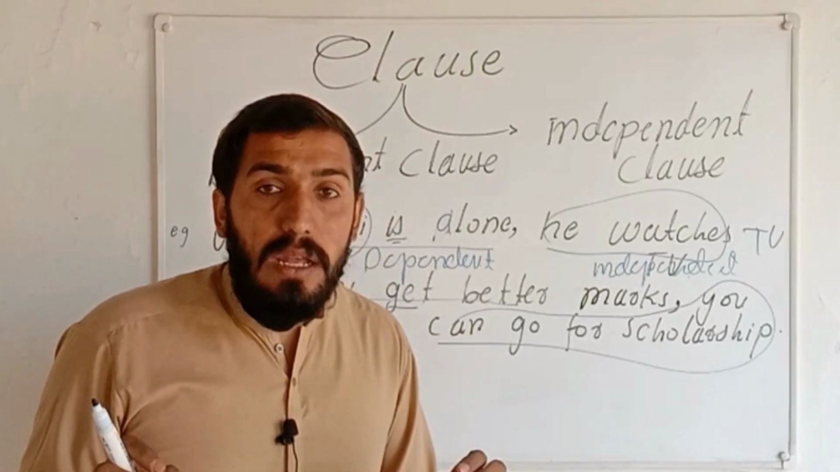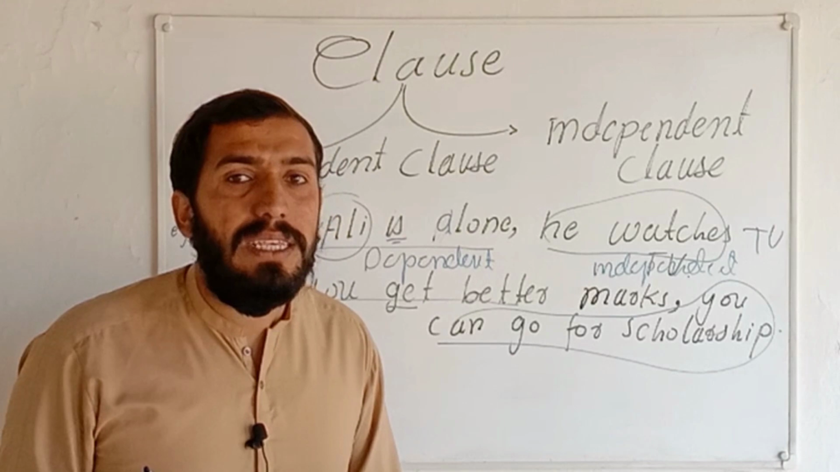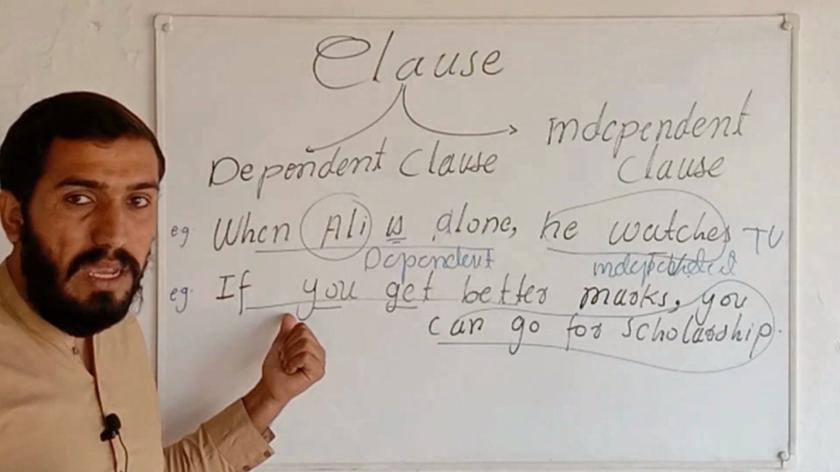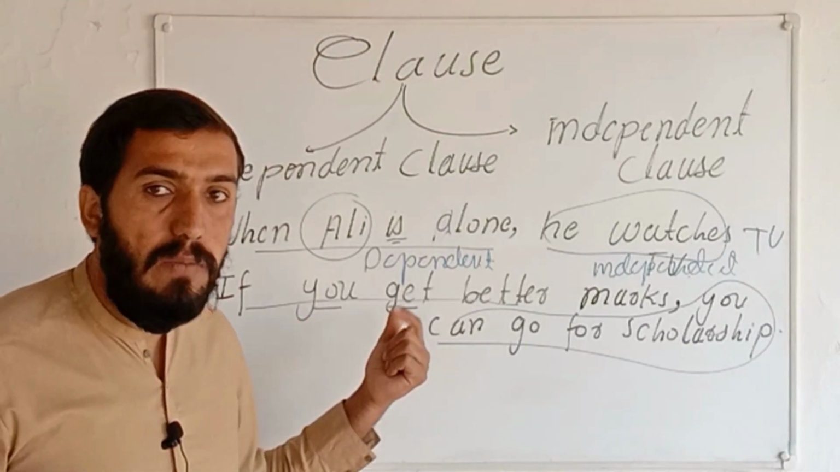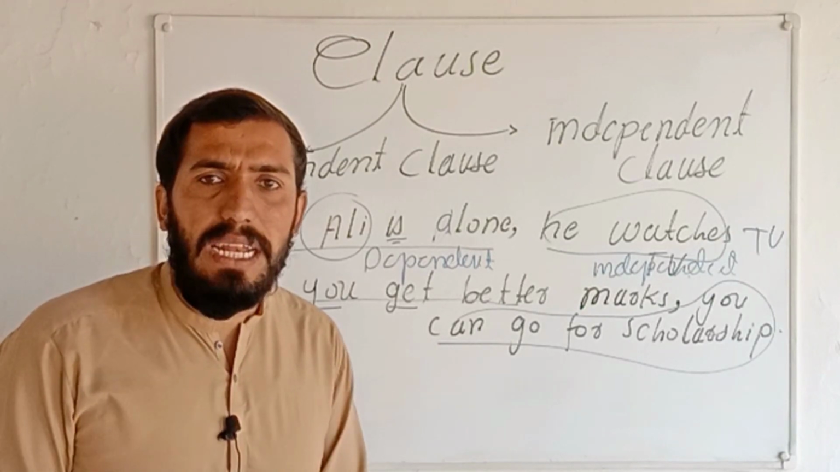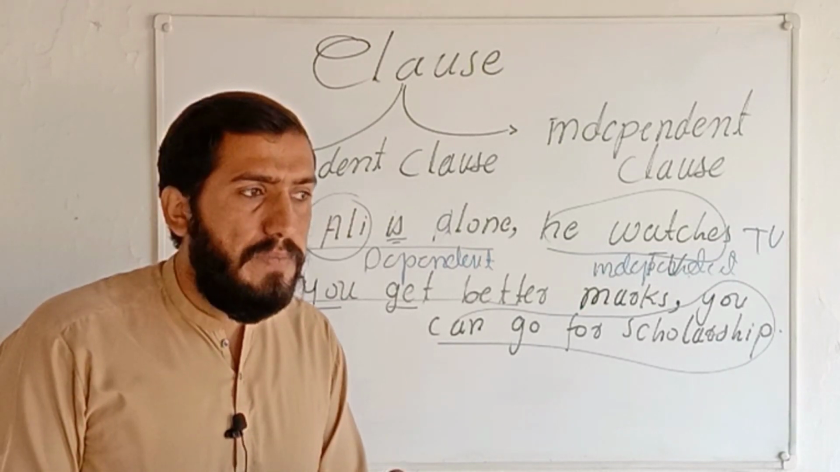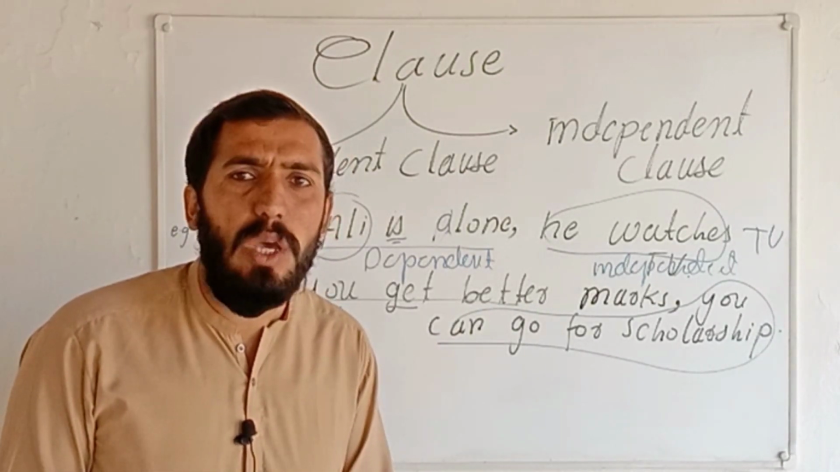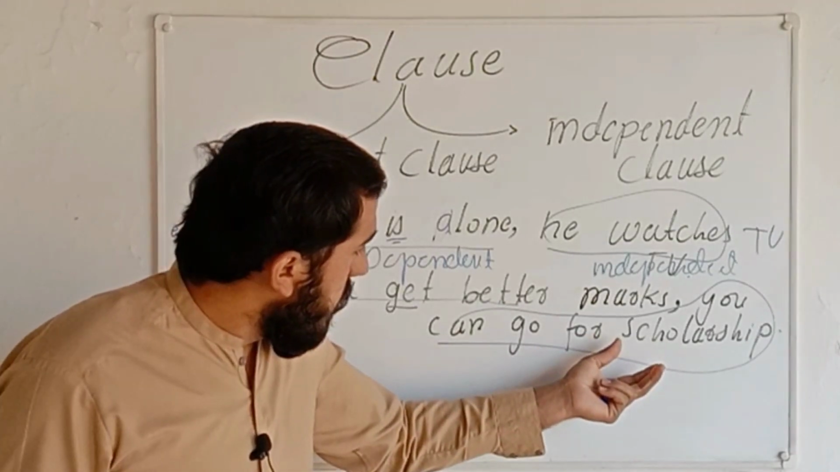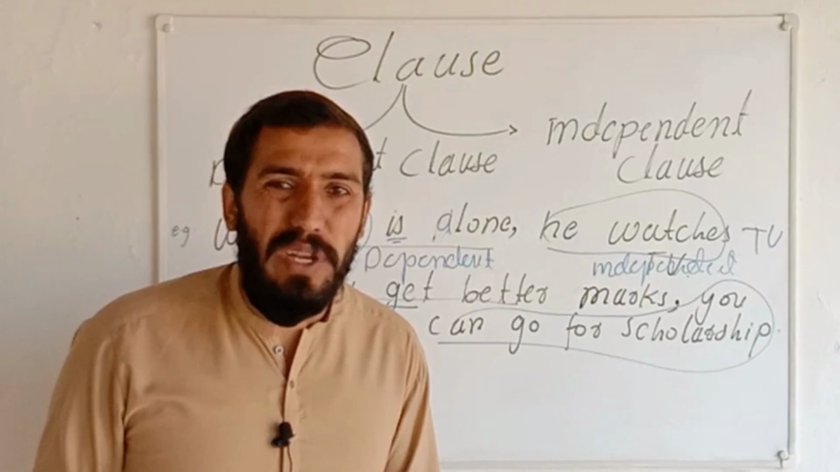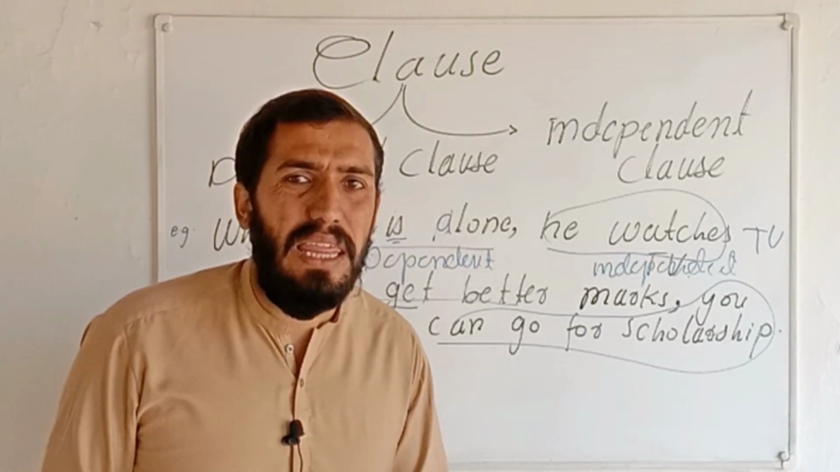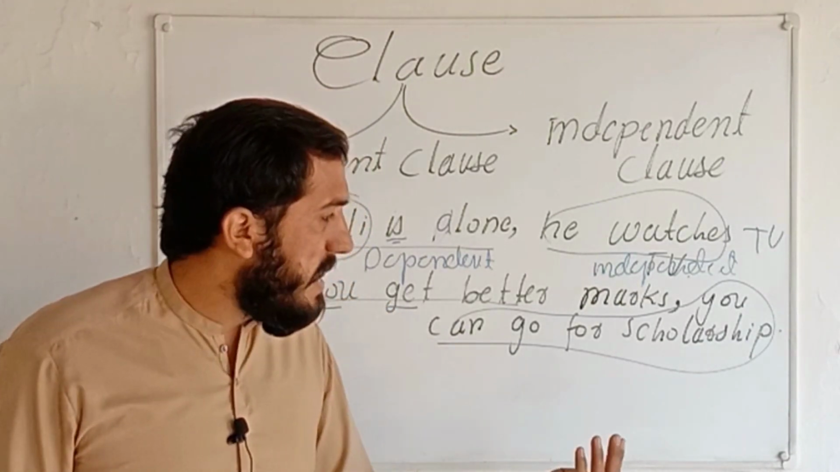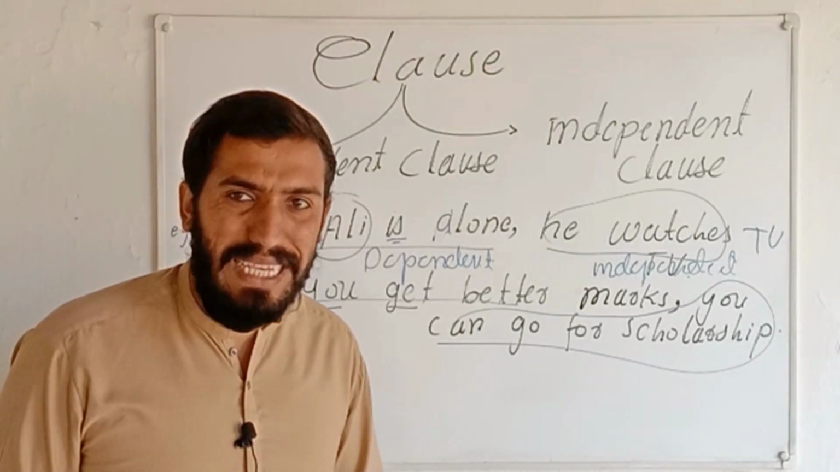An independent clause is also called a sentence because it can stand alone. On the other hand, the dependent clause cannot stand alone because it needs the help of an independent clause. Pretty simple. In dependent clauses, we use subordinators. Independent clauses don't need subordinators. They're called sentences. They give complete meanings. They don't need the help of another clause.